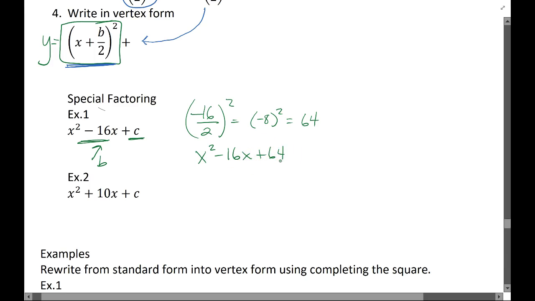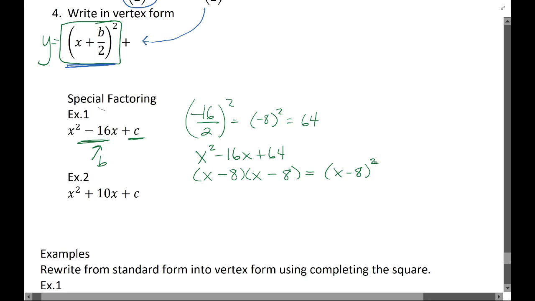Now, if you're going to do regular factoring of this without the shortcut, you get x times x is x squared, and then multiples of 64 that have a sum or difference of 16 would be 8 times 8. 8 times 8 is 64. And if they're both negative, they'll give you a negative 16 when you add them. And if you multiply the two negative 8s, then we get a positive 64, which is why we can write this as x minus 8 squared.